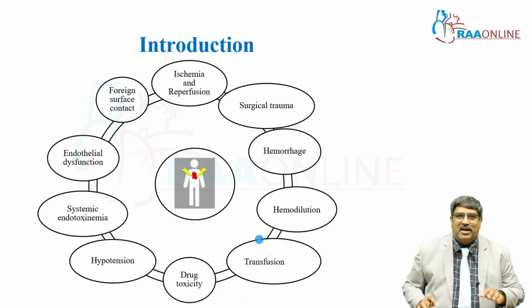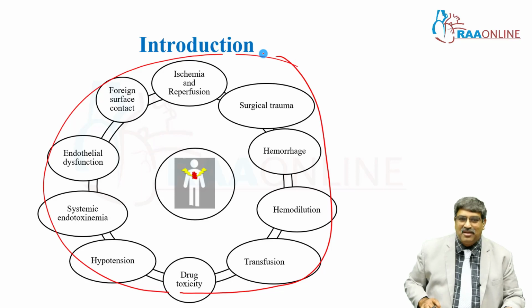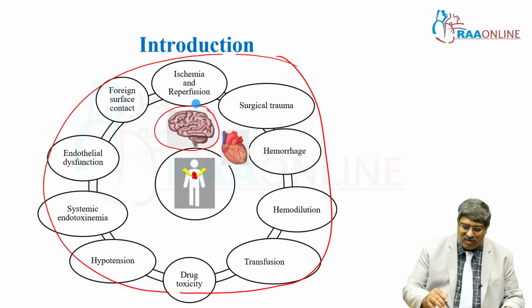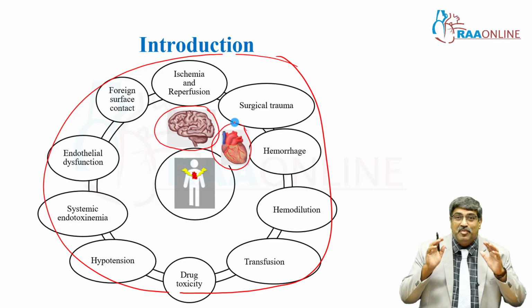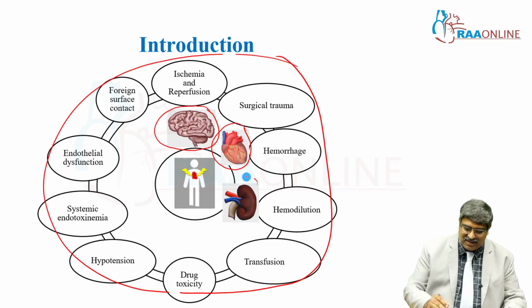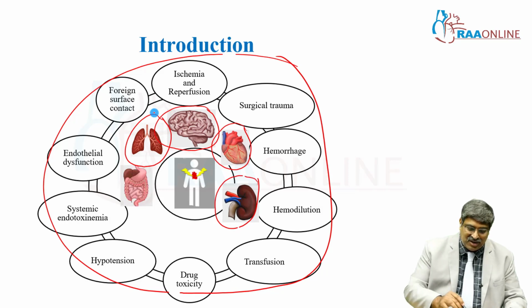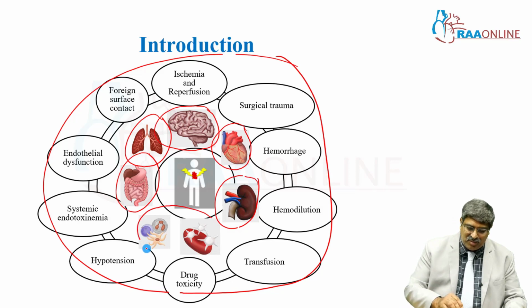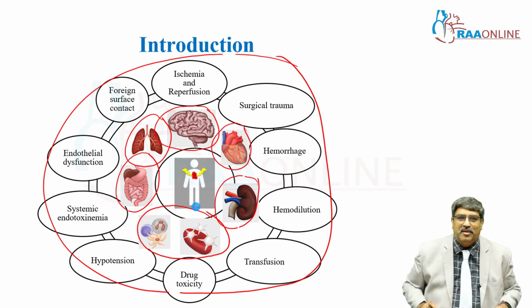The main organs affected by these various etiologies are, first and foremost, you have to protect the brain, followed by the heart. Although you are doing cardiac surgery, cardiopulmonary bypass causes a major effect on the heart. Then comes acute kidney injury, your pump lung and your GI tract, followed by your immune system and the hematopoietic system. All the various systems are affected by cardiopulmonary bypass.